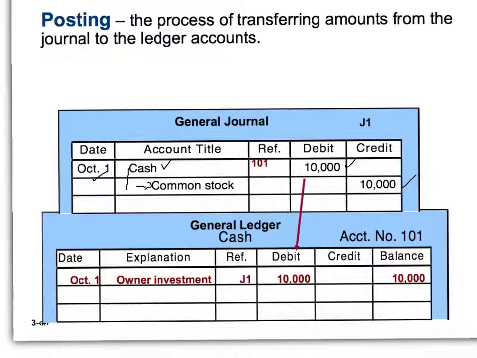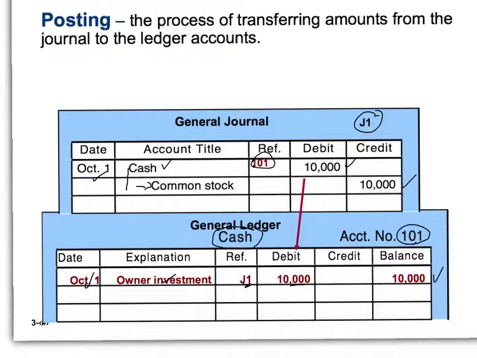Now, we're going to transfer these amounts. There were two accounts that are affected. I'm only going to show you the cash. We would go to the general ledger and pull out the cash account, account number 101, and we would put that number there. Cross-reference it. The date, what happened, owner invested. It comes from general journal page 1, and it is a debit of $10,000. There's nothing else in there, so we have a $10,000 debit balance.